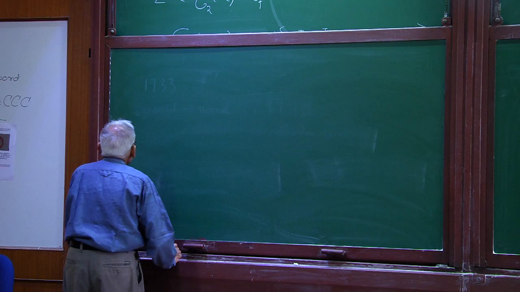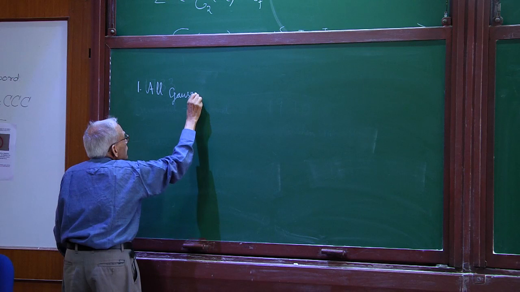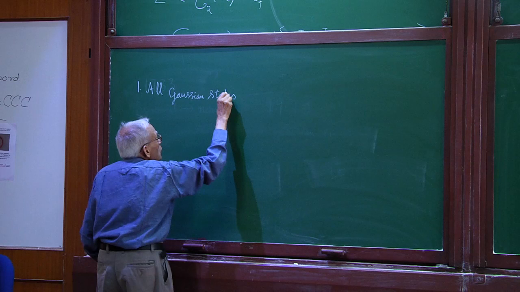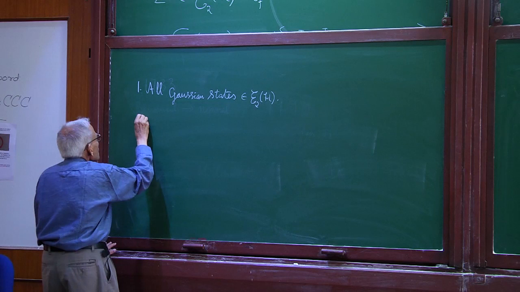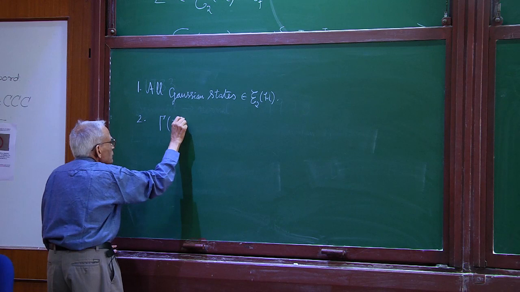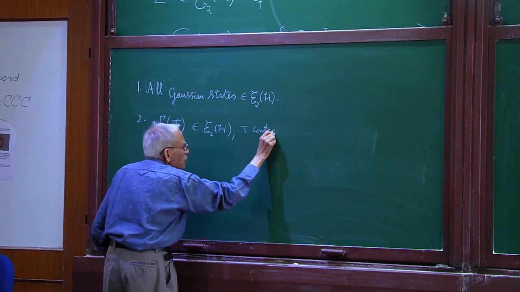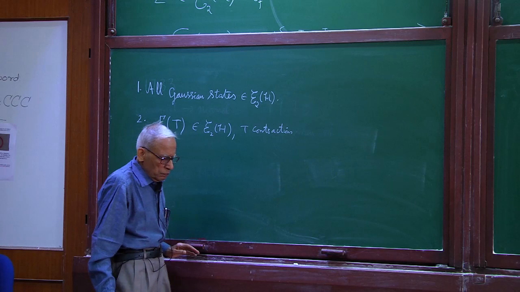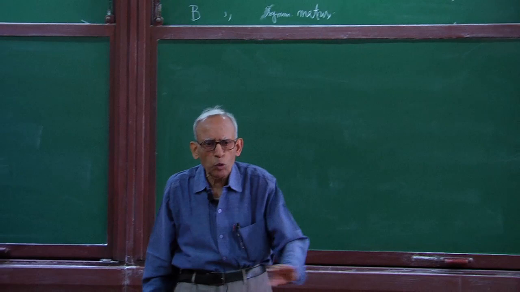Then some important points. One, all Gaussian states belong to E to H. Two, the second quantization of any contraction T belongs to E to H. All these things are good to analyze carefully in the infinite dimensional Hilbert space and also check further extended to quasi free states, and it is a completely open field to study.